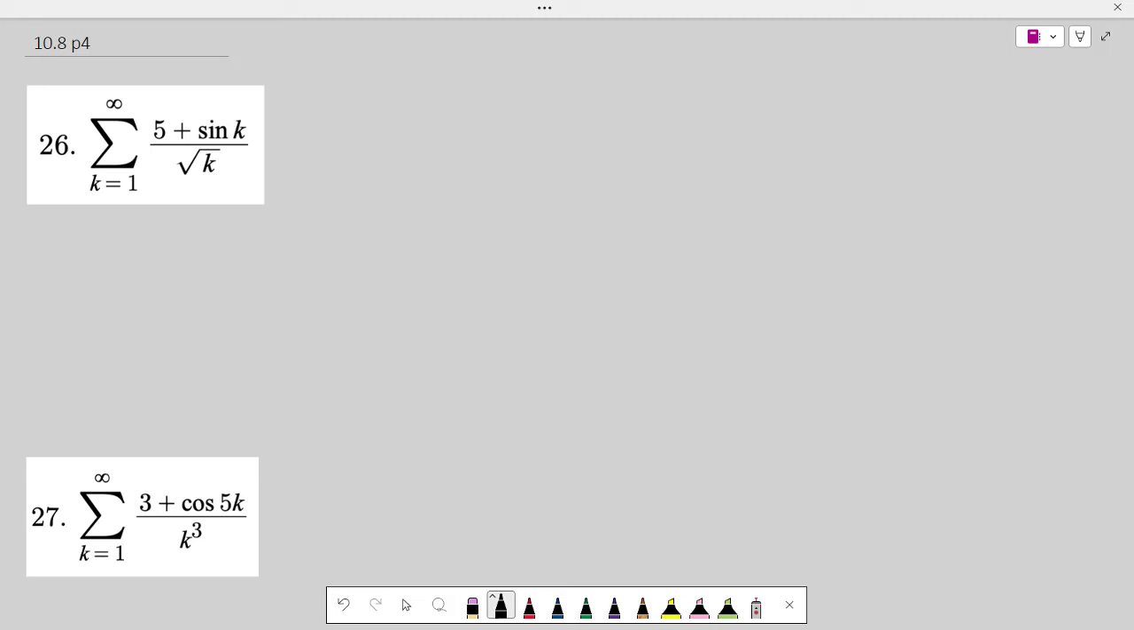So it's basically a constant over a denominator that's going to infinity. So in our minds, 1 over the square root of k, converge or diverge? That's a p series with p equal to 1/2, which is less than 1, and a p series with p less than or equal to 1 diverges. Okay, so our suspicion is that this diverges. All right, so let's go for it.